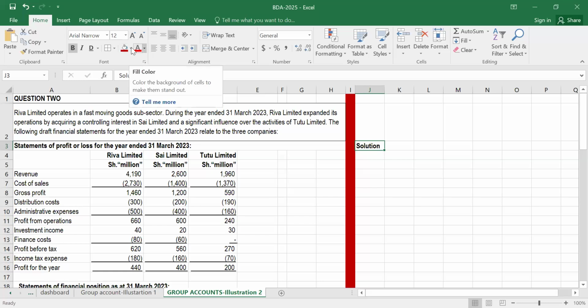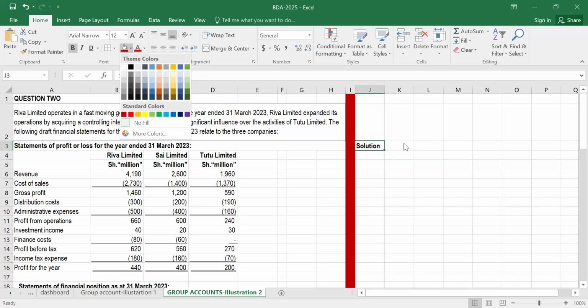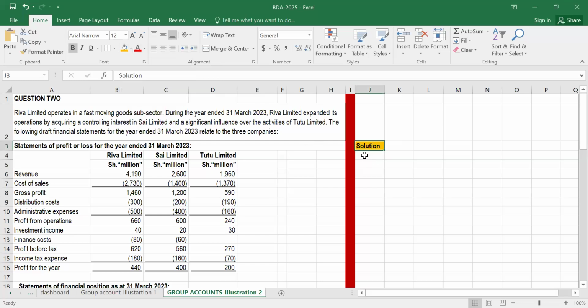And then we can start with the workings. Our first working is to come up with a group structure. So working one here is we come up with the group structure.